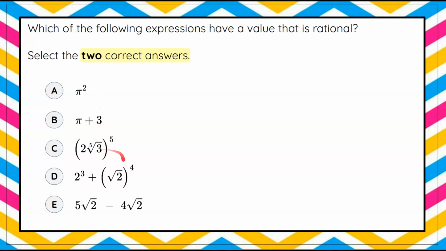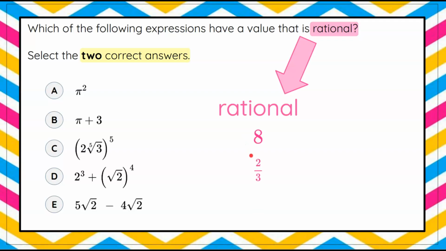So 2 of these expressions are rational. Let's understand first that a rational number is a number that can be written as a fraction. So 8 is rational, even though it's a whole number, because it can be written as 8 over 1. Or something like 2/3 is rational because it can be written as a fraction.